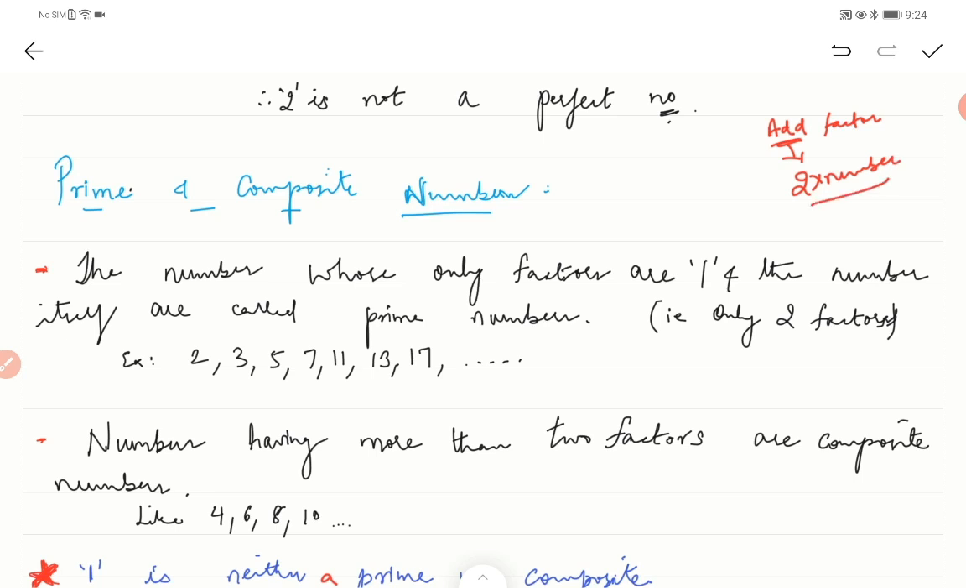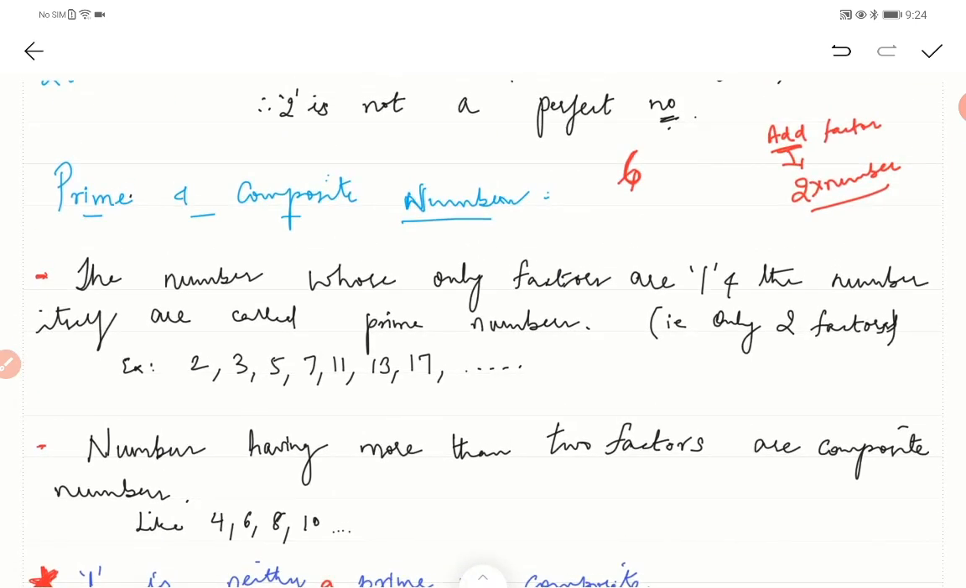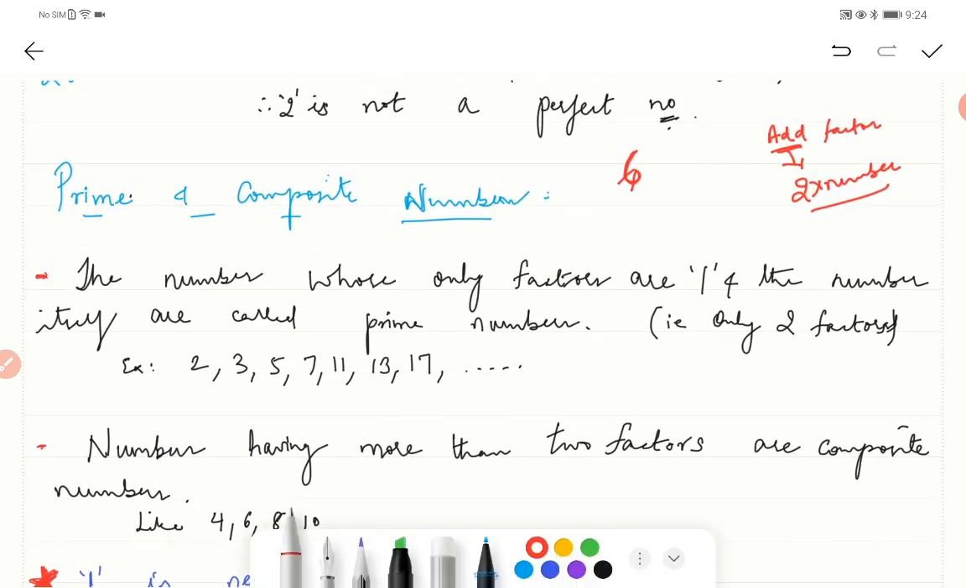I want you all to find the perfect number after 6. We saw many numbers but couldn't find one yet, so I want you to try and find what would be the next perfect number after 6.